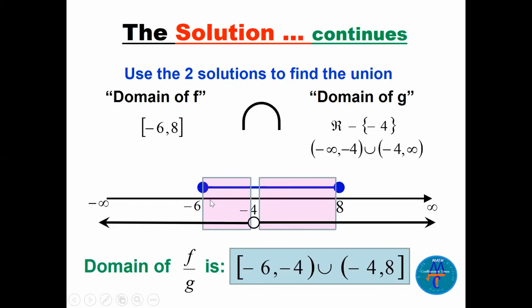Let's look at the intersection. So minus 6, minus 4, minus 4 to 8. So we say closed minus 6 to minus 4 open, union minus 4 open to 8 closed. That will be the domain of f over g.